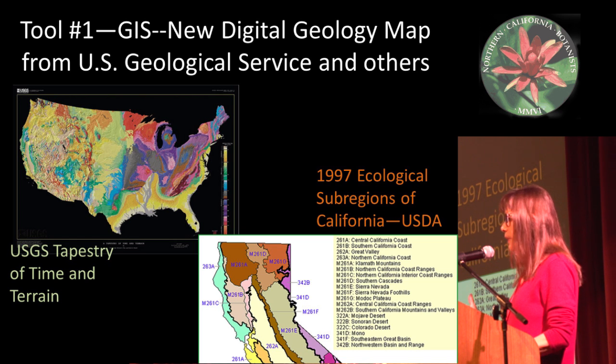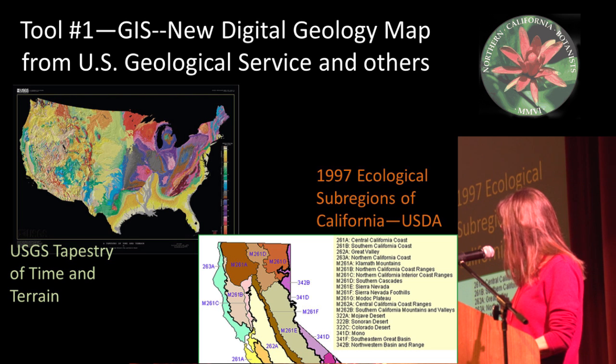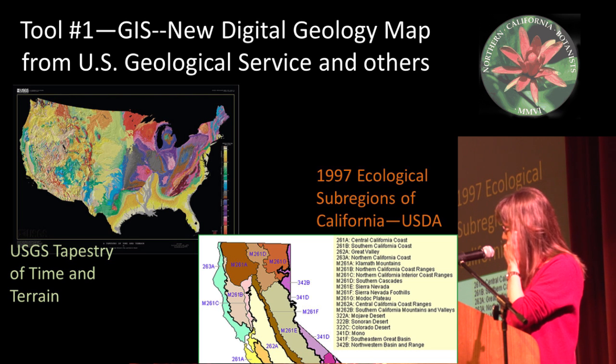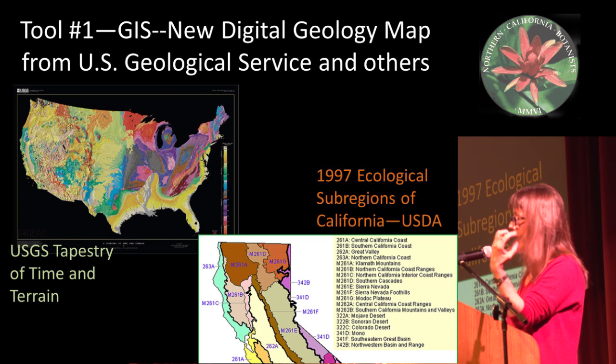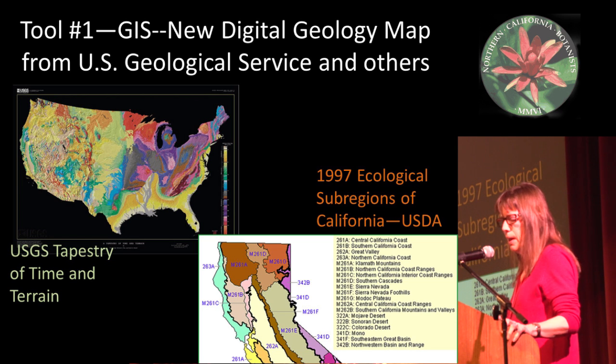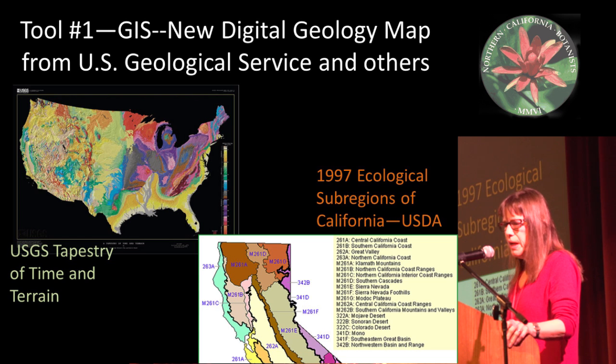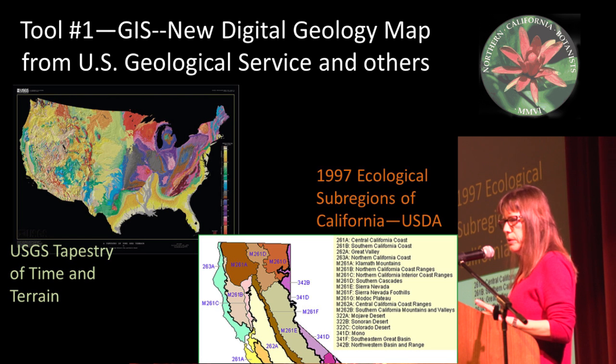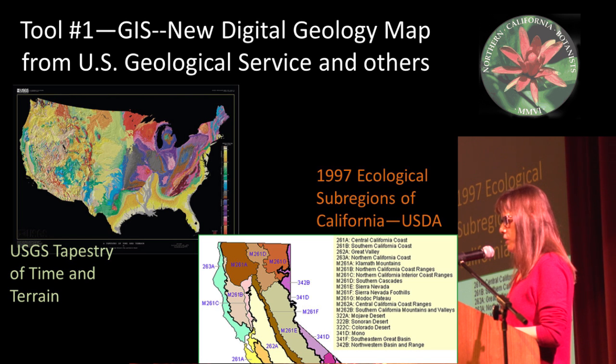And it's really pretty. The one on the lower right there is from a document that was published by the USDA. It was a collaboration by the Forest Service and NRCS, the Natural Resource Conservation Service, and they looked at a combination of soils, bedrock geology, and vegetation to draw their lines around ecological subregions in California.